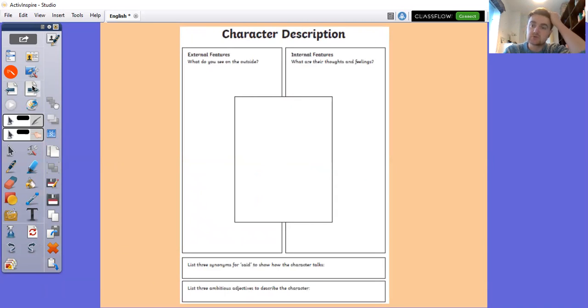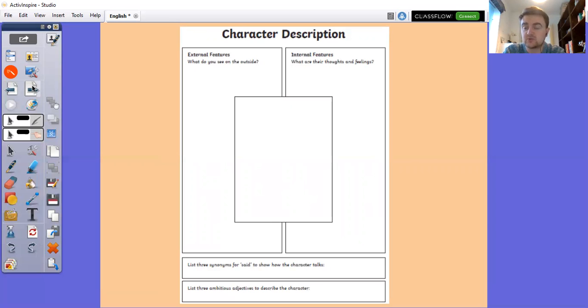With this one, you're sort of splitting it into what they look like and what they are like. So you're thinking about what they appear to be like, and then on the inside, how they think, what do they feel, what are they like? A really effective way of doing that, as it says at the bottom, is to list 3 synonyms for said.